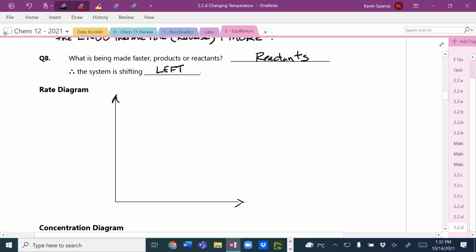So our rate diagram, we have N2 plus 3H2 in equilibrium with 2 NH3 plus, and I'm just going to put kilojoules because I don't actually care how many there are, I just need to know that my heat term is on the right. And I wish Rade were here because I would ask him what we can say about the rates at the beginning, but I can't. So, what can I say about the rates when I'm starting this before I've done anything? They're at equilibrium, therefore the forward and reverse are equal. They are the same.